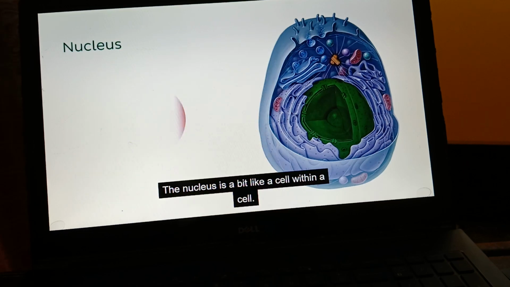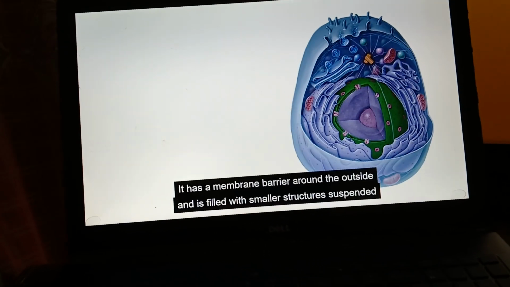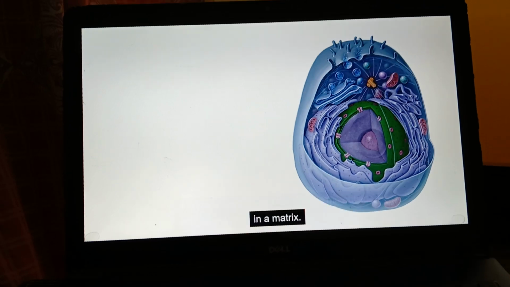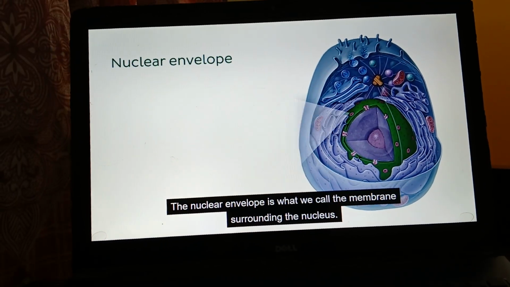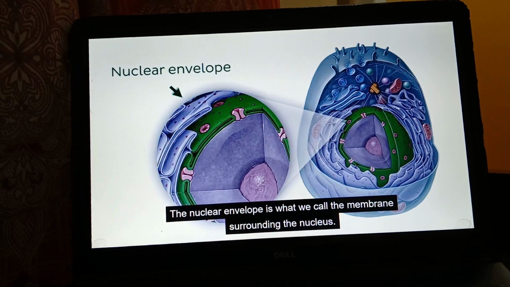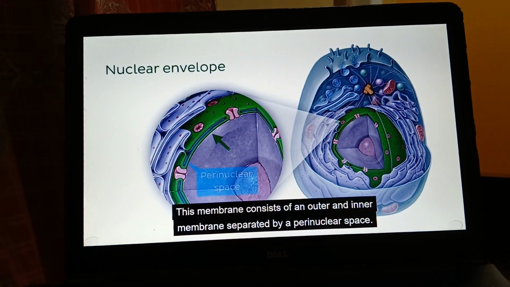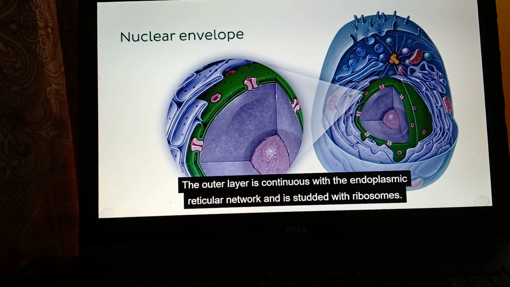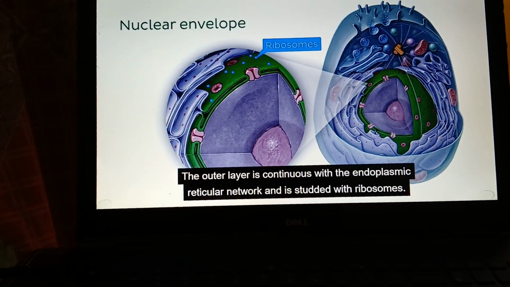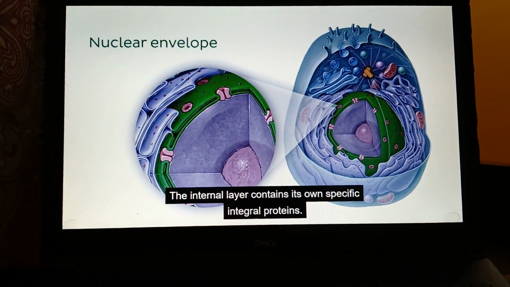The nucleus is a bit like a cell within a cell. It has a membrane barrier around the outside and is filled with small structures suspended in a matrix. The nuclear envelope is what we call the membrane surrounding the nucleus. This membrane consists of an outer and inner membrane separated by a perinuclear space. The outer layer is continuous with the endoplasmic reticulum network and is studded with ribosomes. The internal layer contains its own specific integral proteins.